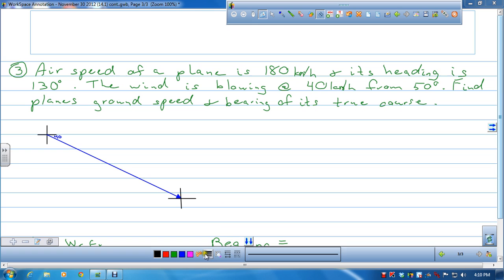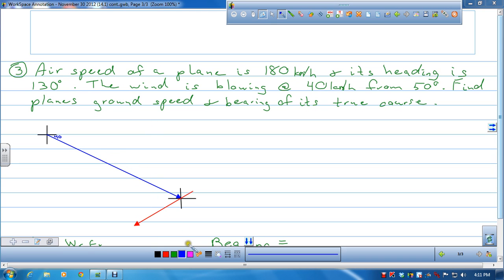Let me go back, get an arrow, make it red. If it's blowing from 50 degrees, it's going to be coming this way, right? And that was 40 kilometers per hour. So try and keep it to scale as much as you can.